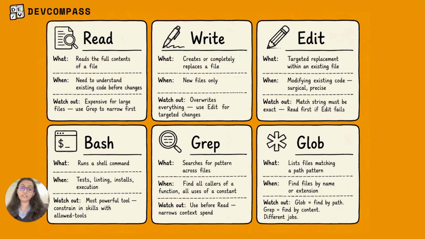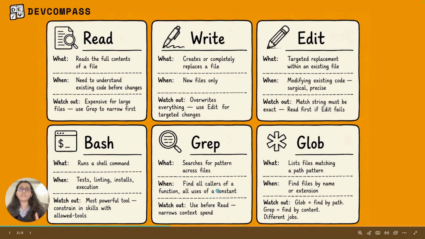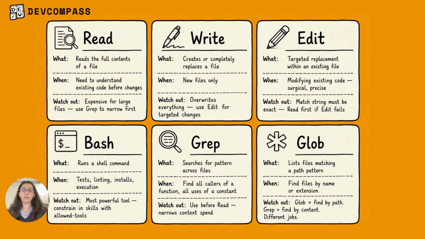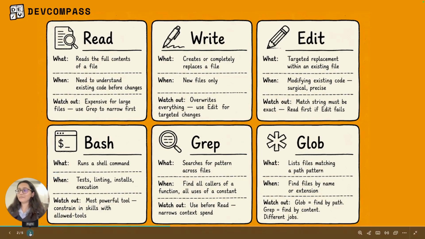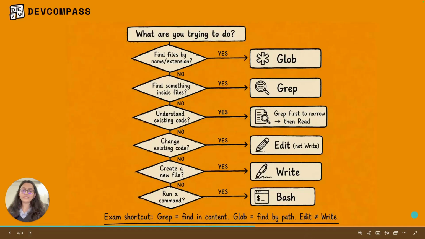Please memorize all these 6 cards and understand what each does, so that in case there's a context-based scenario, for example with 5 scenarios, and you're asked whether you should use a read or a write or a glob or a grep, then you know what it is about. Okay, now let's see.